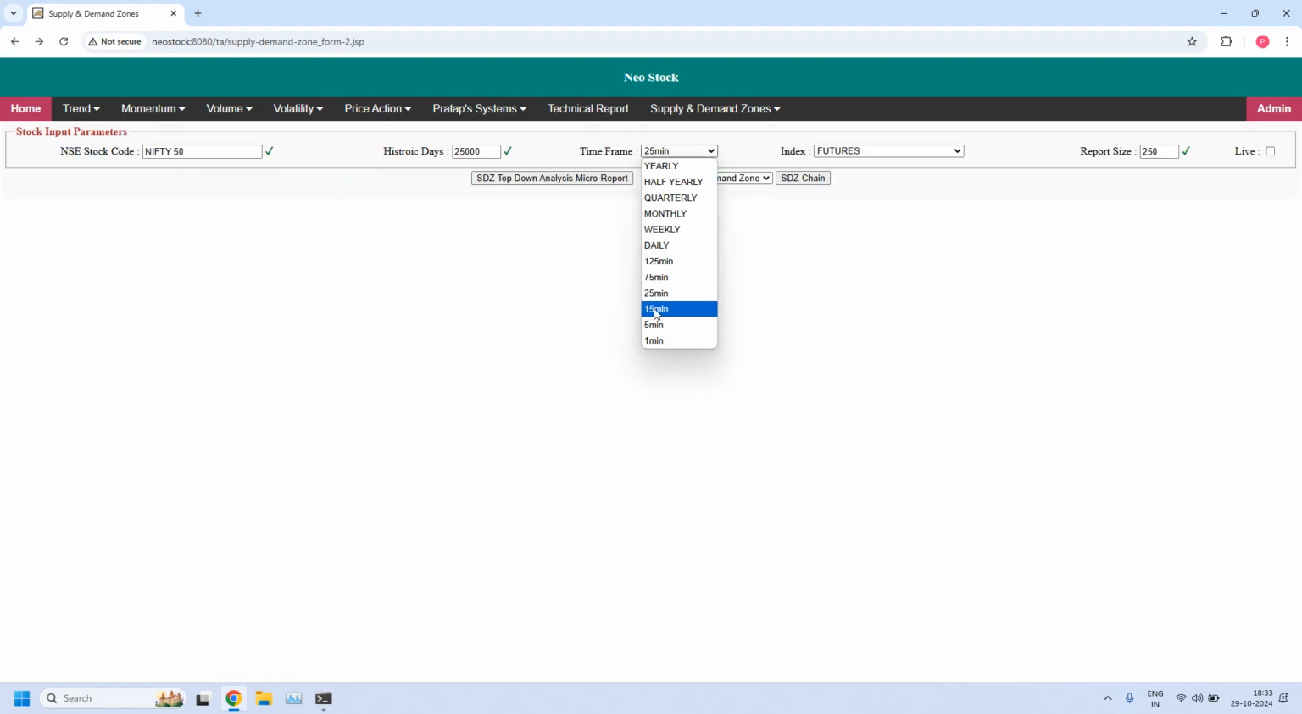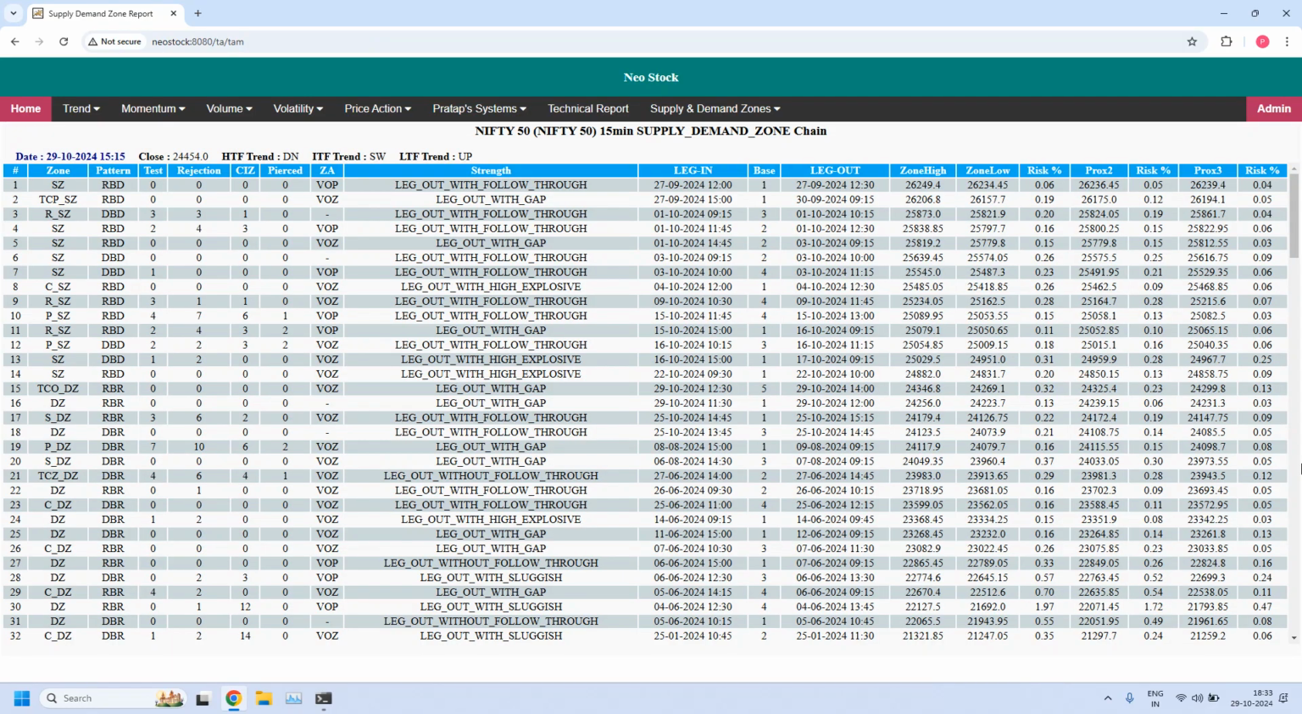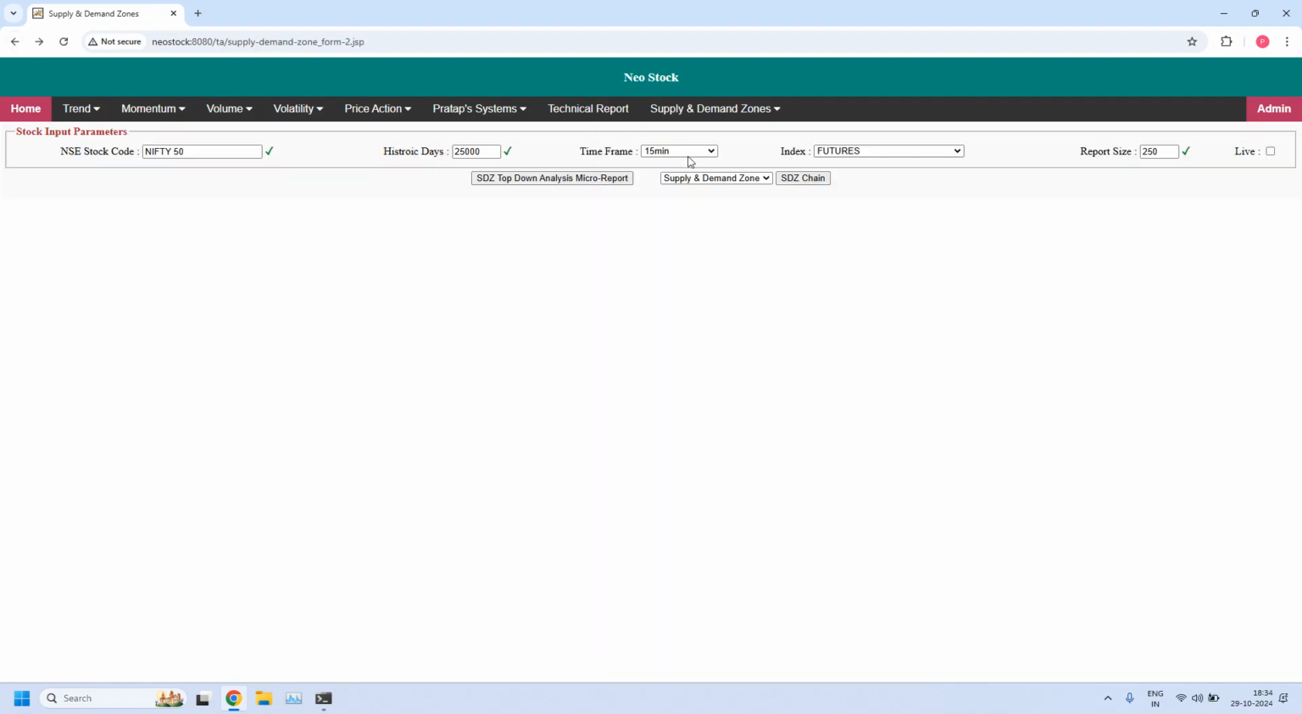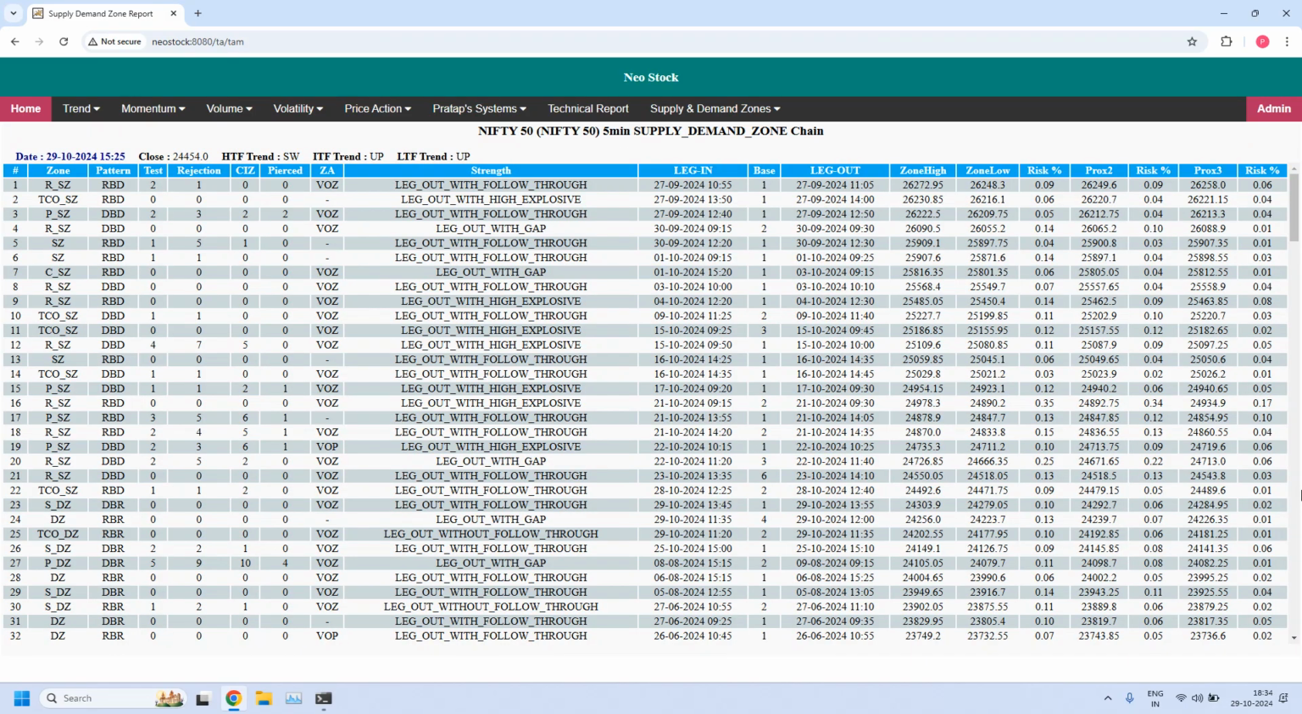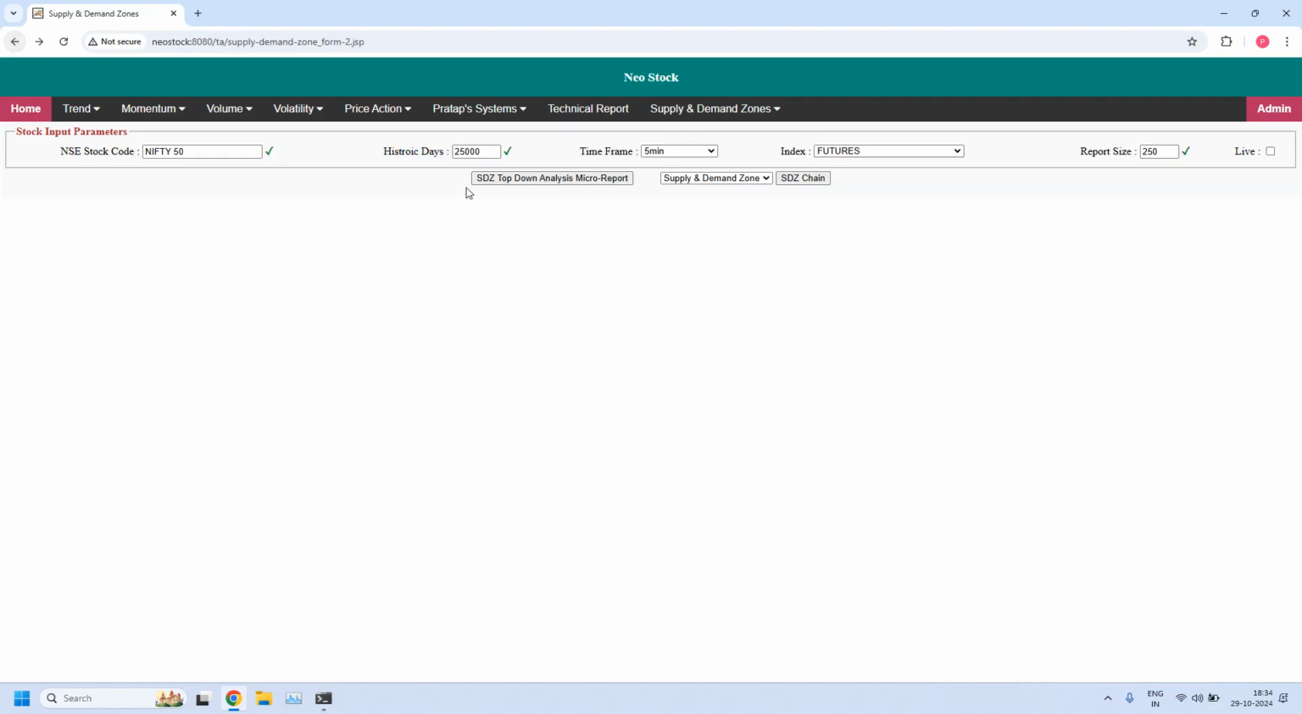Next time frame is 15 minutes, generating the 15 minutes supply demand zone chain for Nifty. Next time frame is 5 minutes, generating the 5 minutes supply demand zone chain for Nifty. So this is the Nifty supply demand zone chain. Next, Bank Nifty. So I'm changing the name to Nifty Bank, that is nothing but Bank Nifty. And let me start with the monthly time frame, generating the monthly supply demand zone chain for Bank Nifty.